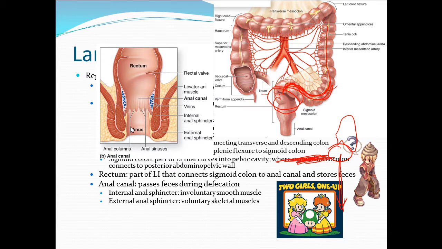So the smooth anal sphincter will relax when it's filled, but depending on if we're contracting our external anal sphincter, there will be less action potential sending it to the smooth anal sphincter, but then they come in waves. Okay, so.